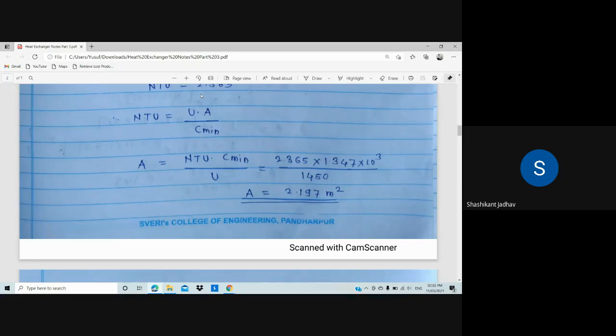Okay, all of you get the answer for the area, surface area 2.197 meter square.